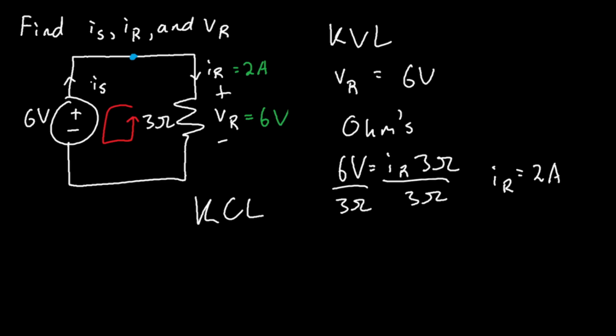But if I were to simplify this, I of S is also here, and I of R is to the right side of this node. Therefore, currents in equal currents out. The current going in is I of S, and the current going out is I of R. Therefore, I of S is equal to I of R. And I of R is 2 amps, so I of S is equal to 2 amps as well.